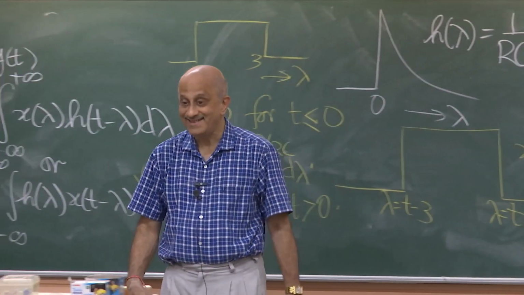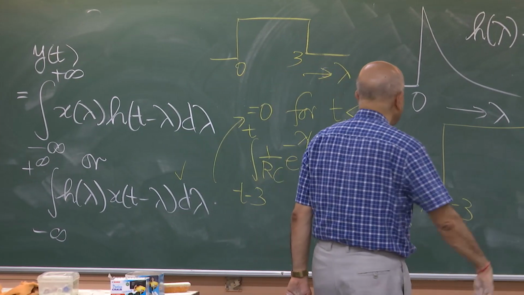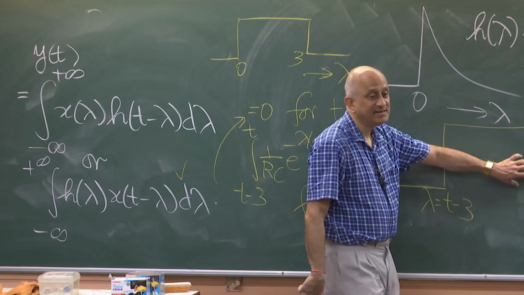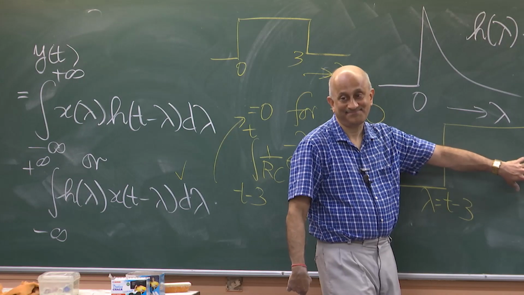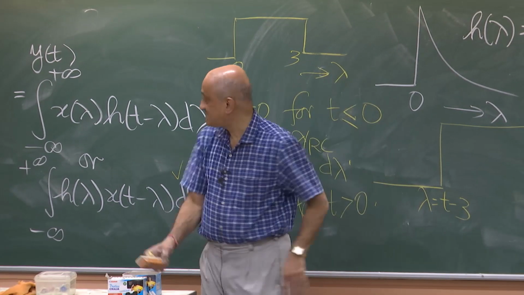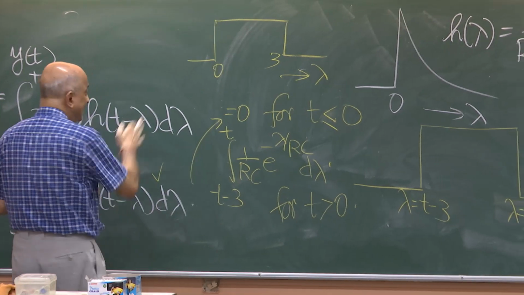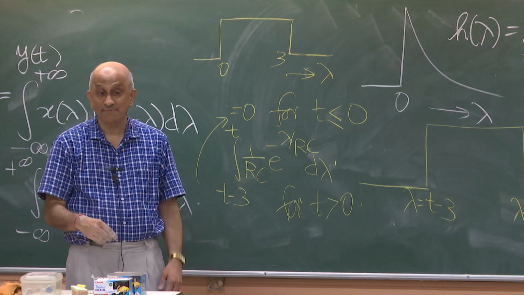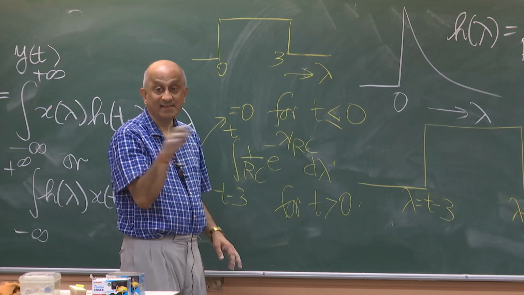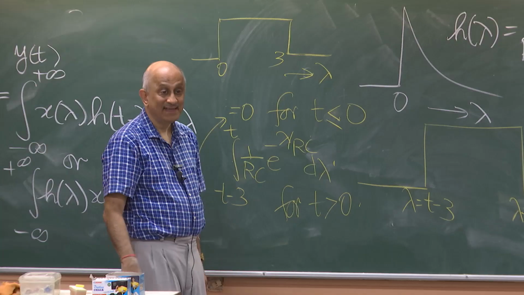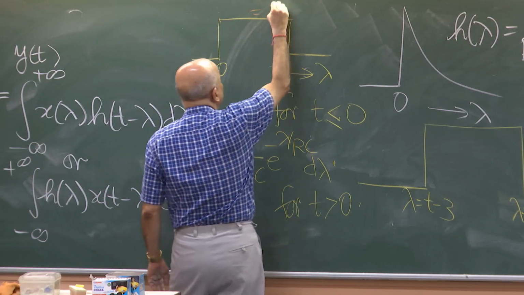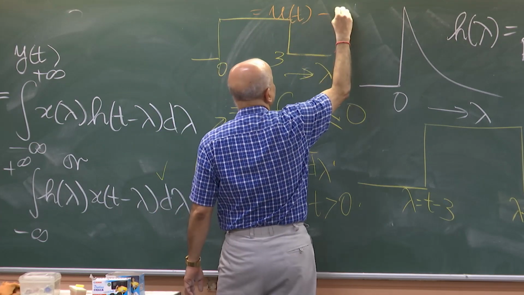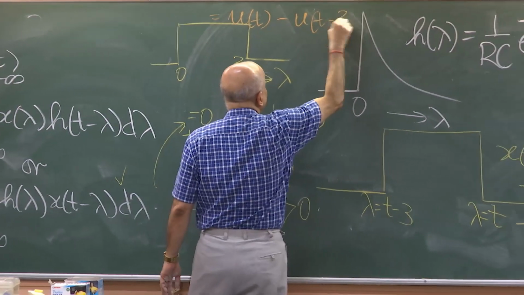Now, anyway, can I see this as a difference of two steps? So, take this input x of t. Can I see this as a difference of two steps? What are the two steps? Which two steps am I subtracting to get this? Yes, so this is equal to u of t minus u of t minus 3, that's very correct.